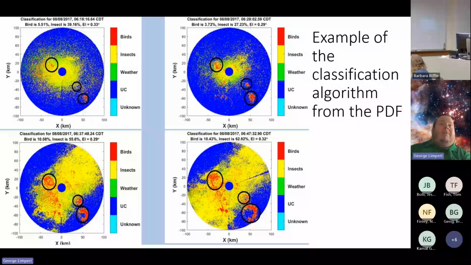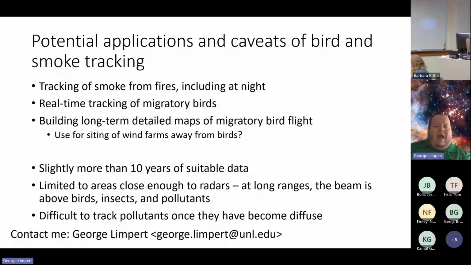We can build a large climatology going back a little more than 10 years using the data that we have. So this is my last slide, and I want to reiterate what I think we can do with this. One of the things we can do is tracking smoke from fires. And one of the advantages is that we can also see at night versus just during the day. We can do real-time tracking of migratory birds with a high degree of spatial detail. And we could perhaps build long-term, more detailed maps than what you typically see of flyways with migratory bird flight.